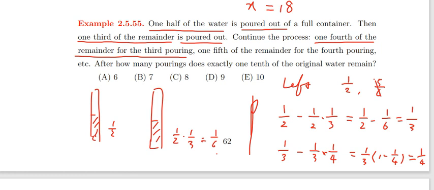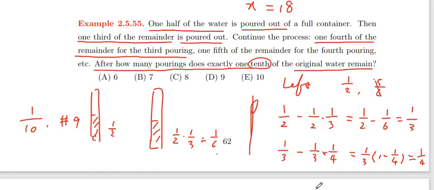After how many pourings is exactly 1/10 of the original water remaining? So 1/10 means after the 9th pouring out, right? Okay, so we have almost used half an hour, so we stop here.